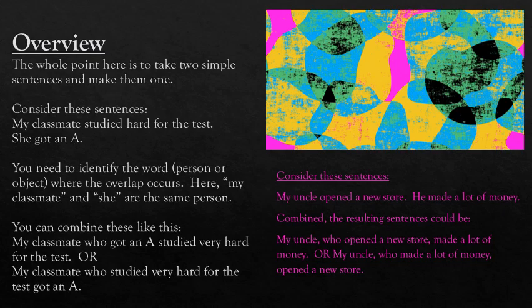So for example, my uncle who opened a new store made a lot of money. Or it could be my uncle who made a lot of money opened a new store. Again, the trick here is to recognize that you need one of these sentences, either my uncle opened a new store or he made a lot of money. You need to recognize that one of those sentences will be your base, and you need to fit in the other sentence into the other one.